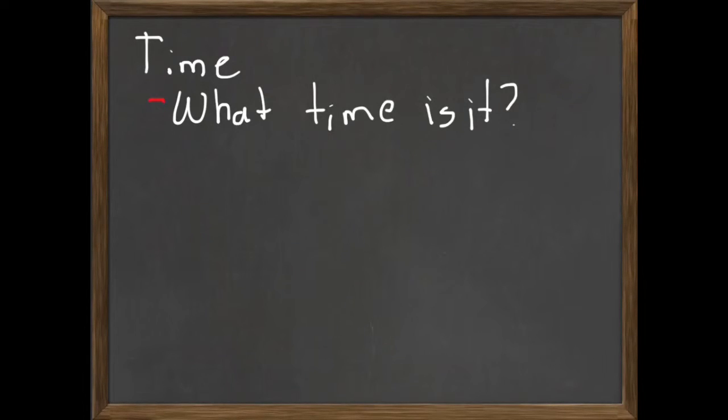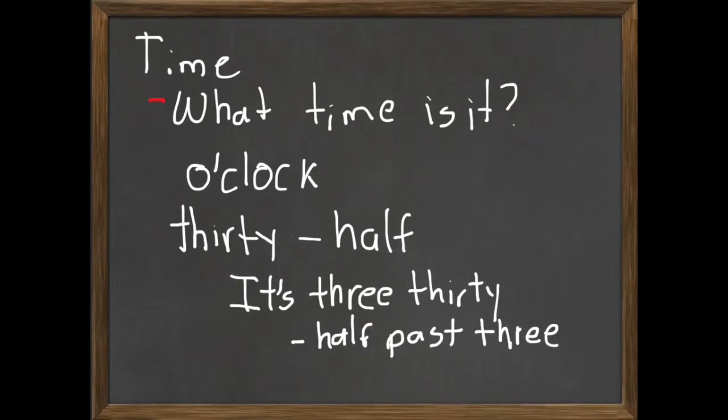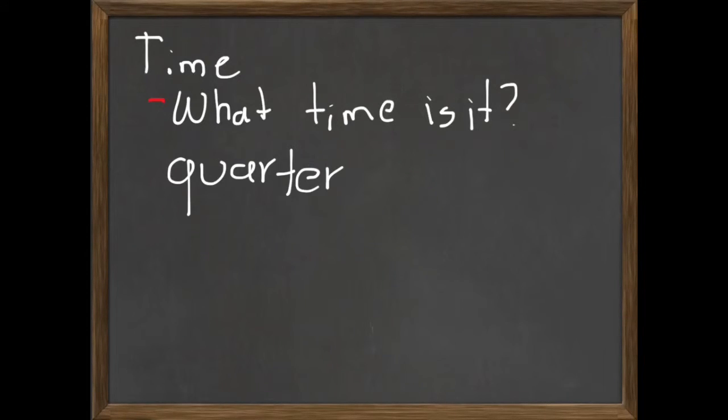So, we have learned so far the following words: o'clock, 30 or half. You can say it's 3:30 or it's half past 3, and they both mean the same thing. Also learn the word quarter. Quarter to or quarter after.